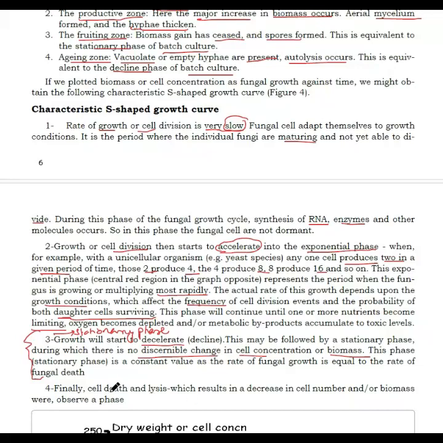Okay, and finally cell death and lysis. It results in a decrease in cell number or biomass where observed. When it is stationary, there is no increase but neither decrease. But when there is a decrease, it is the decline phase.